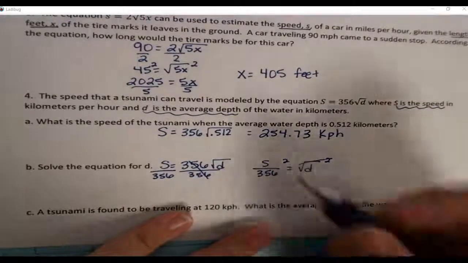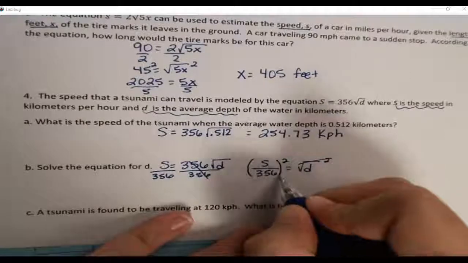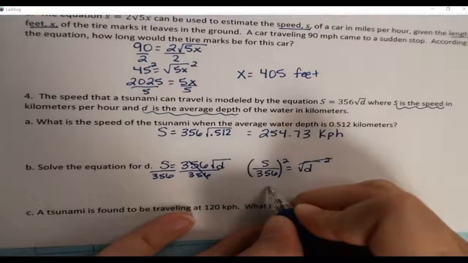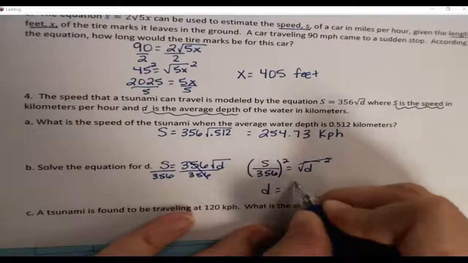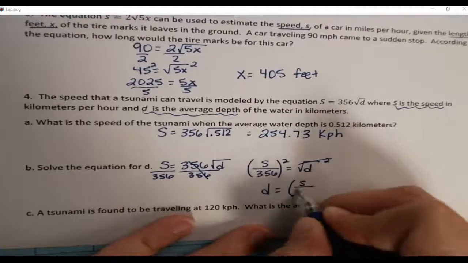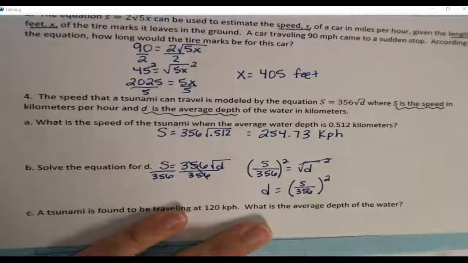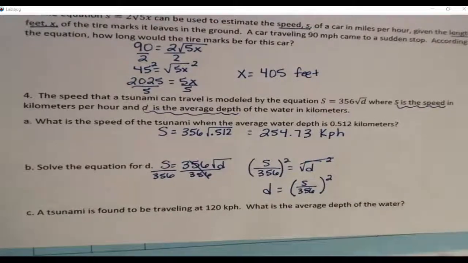So when we did that, the square would apply to both the S and the 356. So then I would say D equals, in parentheses, S over 356 squared. Now you could give that square to each and have S squared and 356 squared, but 356 squared is really big. So you can leave it or you can write it, doesn't matter.